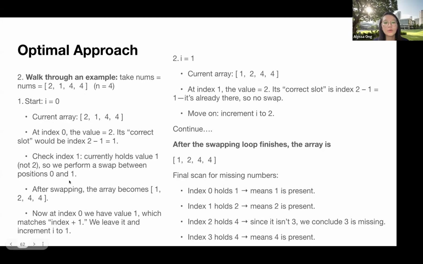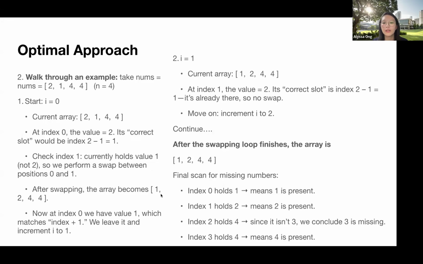Now at index 0, we have value 1, which matches index plus 1, so we leave it and increment i to 1. At index 1, the value is 2, and its correct slot is index 2 minus 1 equals 1. It's already there, so there's no swap, and then you increment i to 2. You continue this for the rest of the array, and after the loop finishes, the array will be 1, 2, 4, 4.